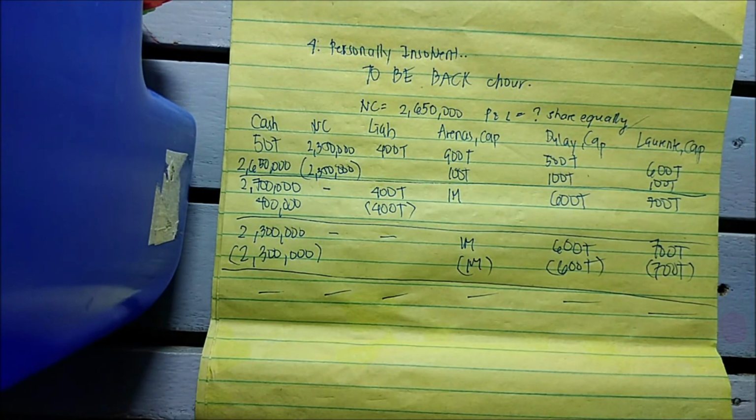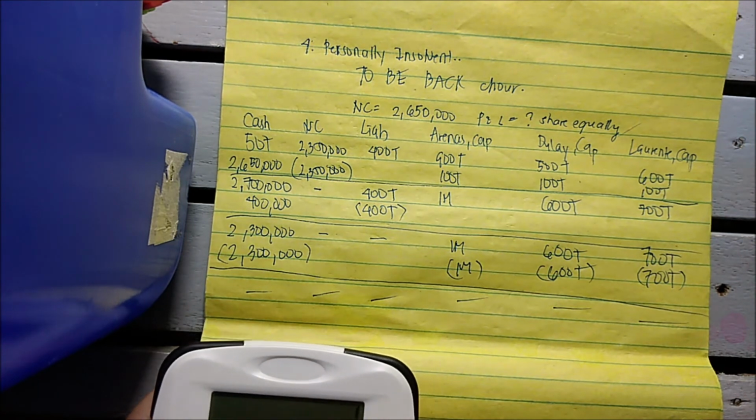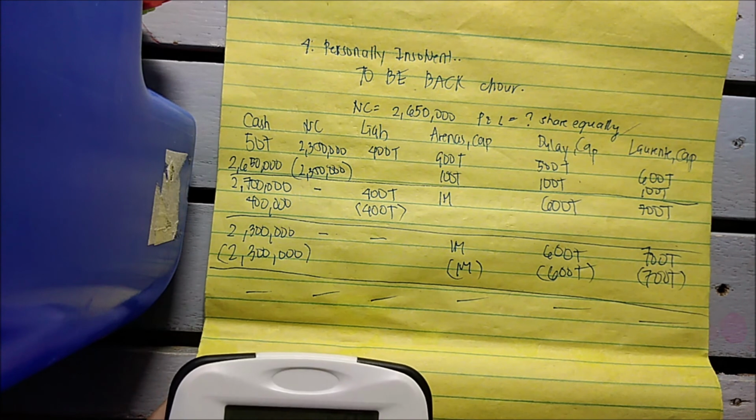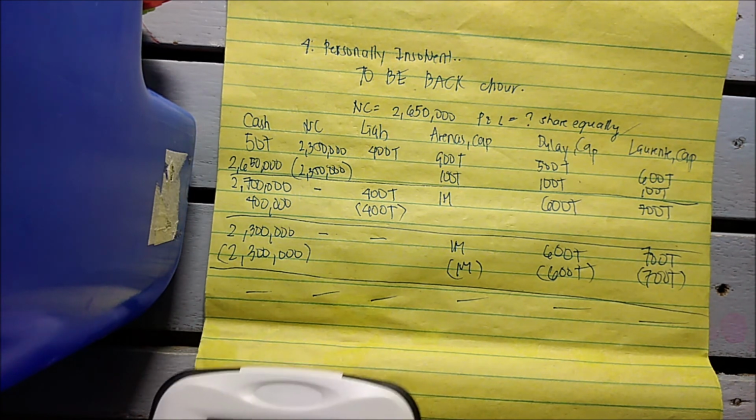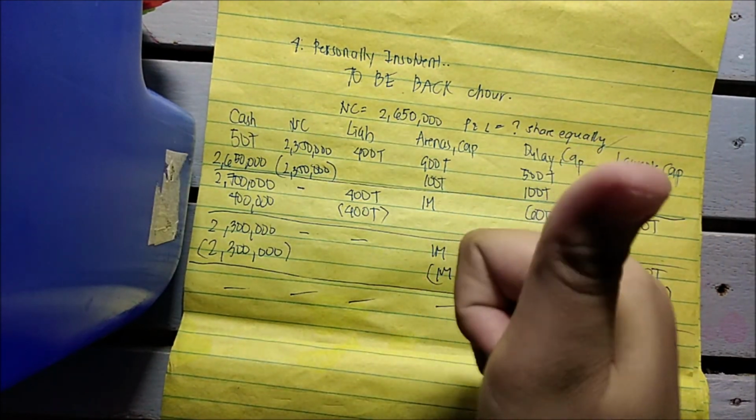So again, if you total 1 million plus 600,000 plus 700,000, it's 2,300,000. So you're basically correct. Cha-ching! Very good, guys.